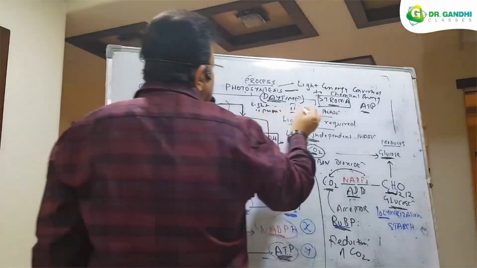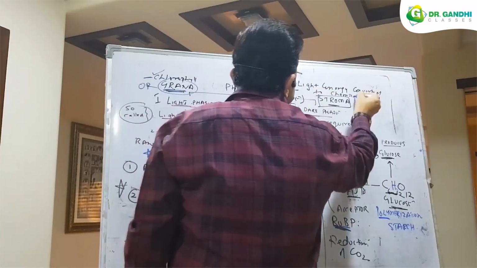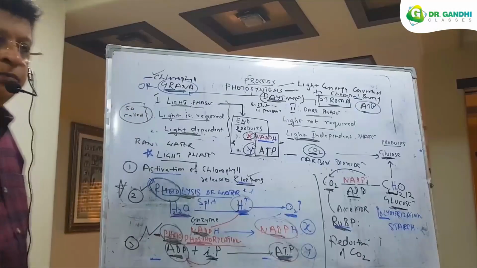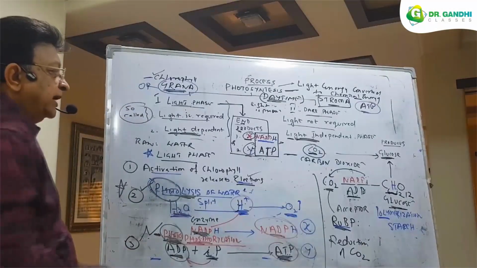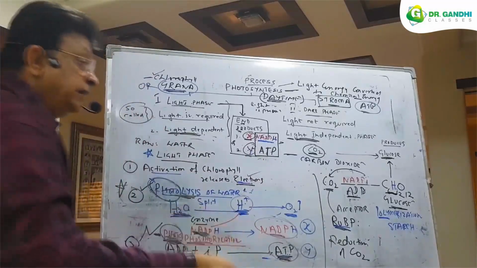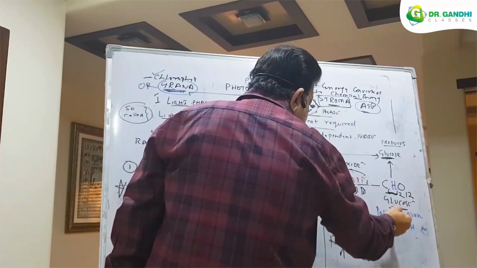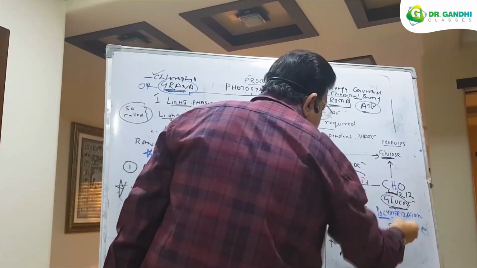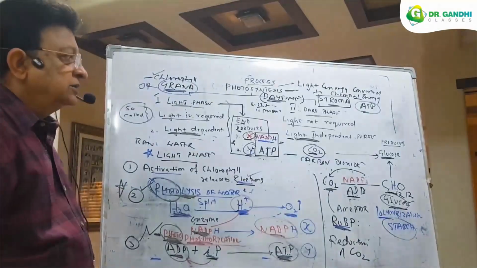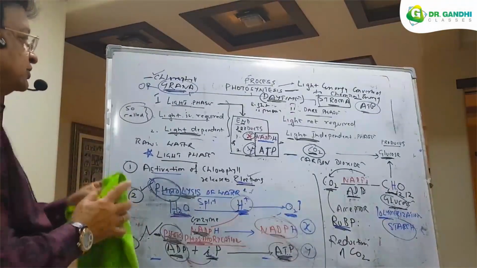What is the energy conversion in photosynthesis? Light energy to chemical energy known as ATP. What are the end products of light phase? NADPH and ATP. What is the end product of dark phase? Glucose. What is polymerization? Many molecules of glucose become one molecule of starch. So that takes care of the process of photosynthesis.